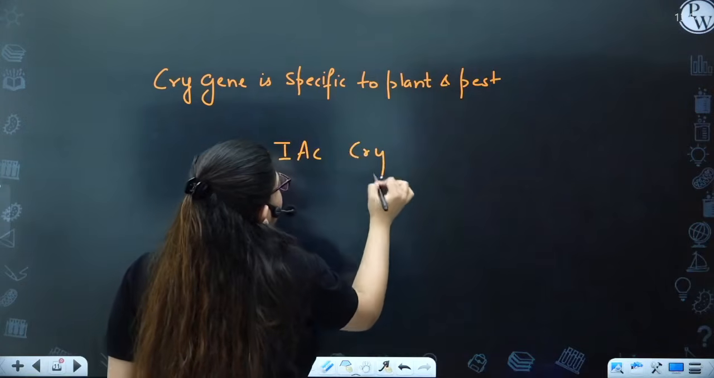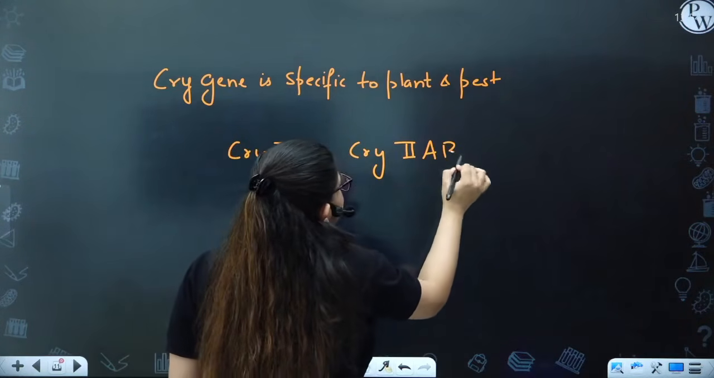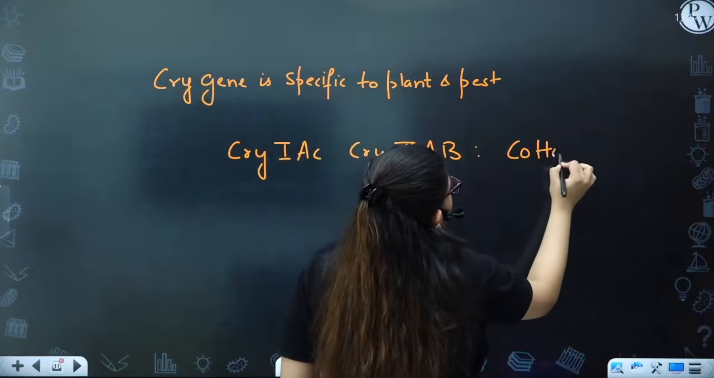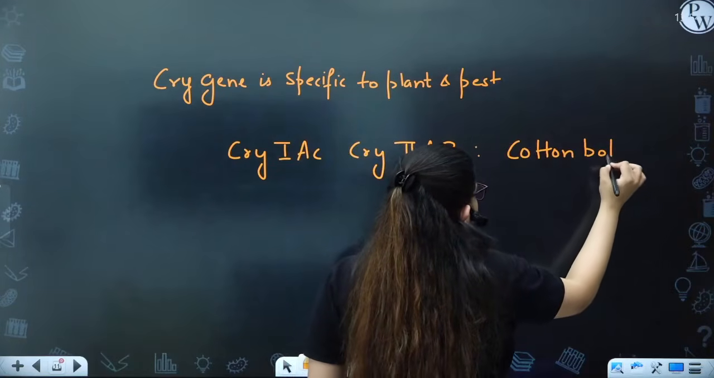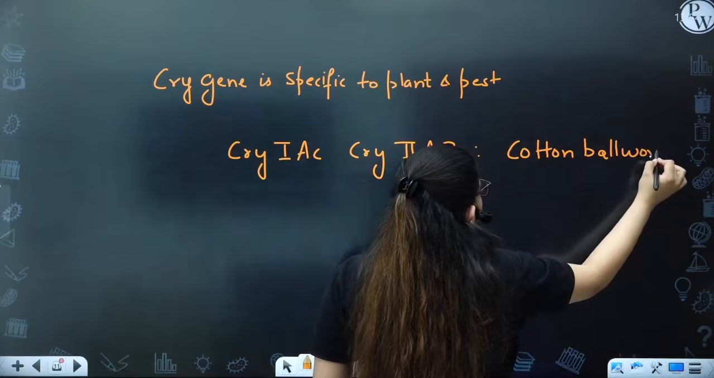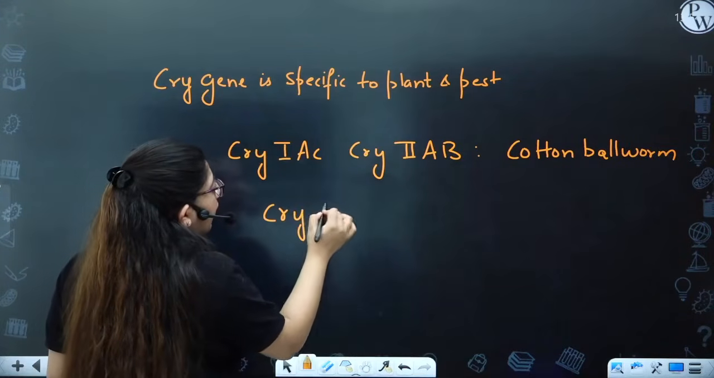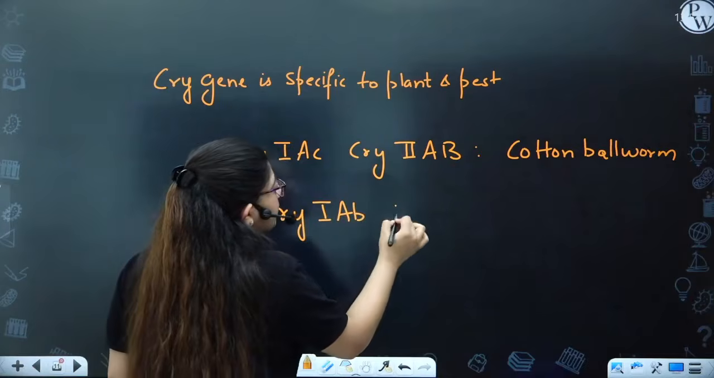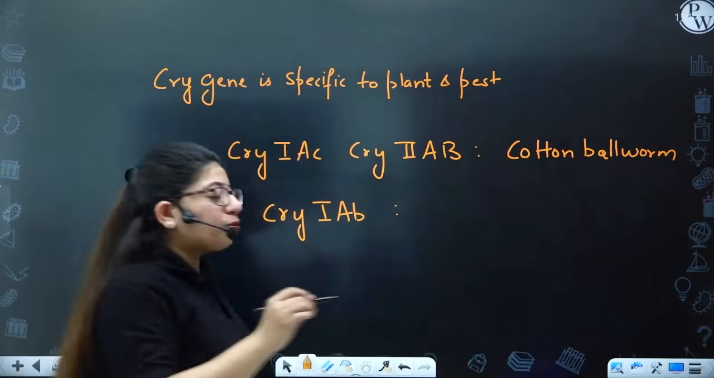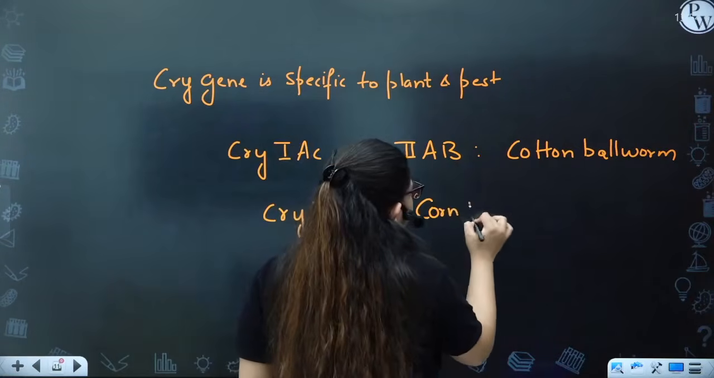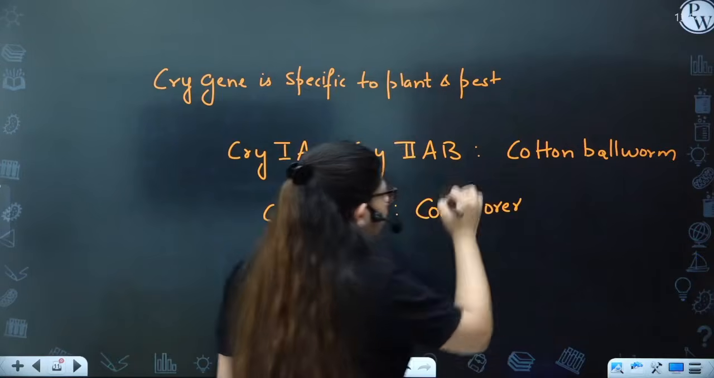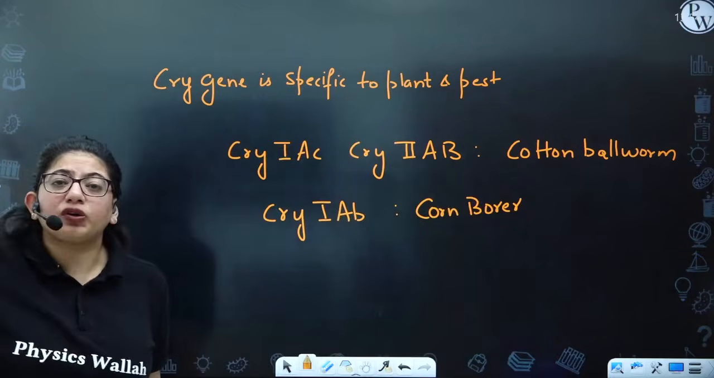Okay, for example, we have cry1AC and cry2AB, which will kill your cotton bollworm. And I have another gene which is cry1AB. This is for your corn borers. Now you will say, ma'am, corn? Can we make BT corn? Yes, we can make a lot of BT plants.